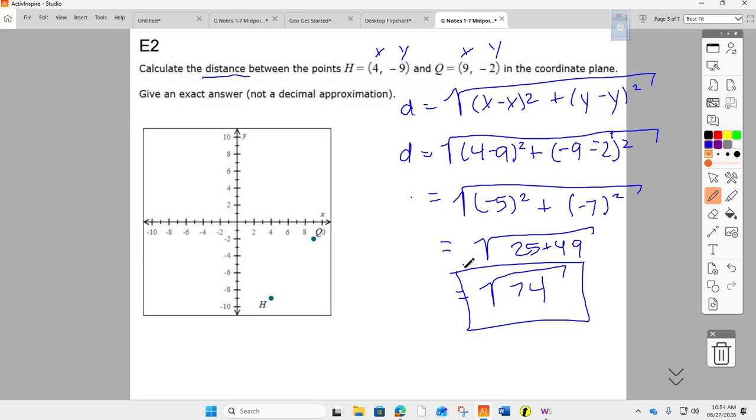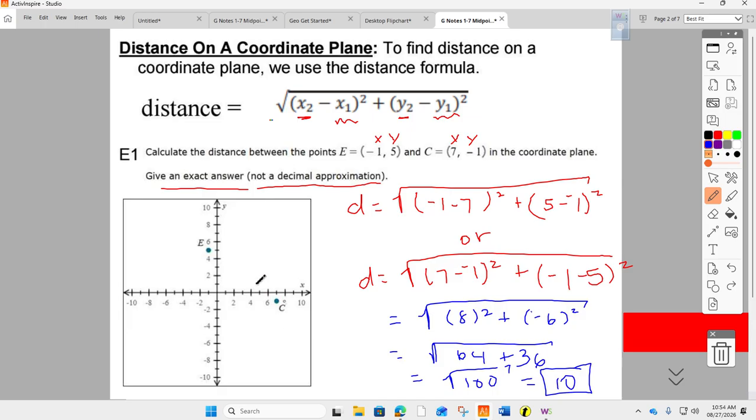Now, if they ask you to round, you round to whatever spot they tell you to round to. If they don't ask you to round, you leave it as a simplified radical. Any questions for me? So the square root of 74 is 8.6 something, right? So that's how far apart those are. These are 10 apart, right?